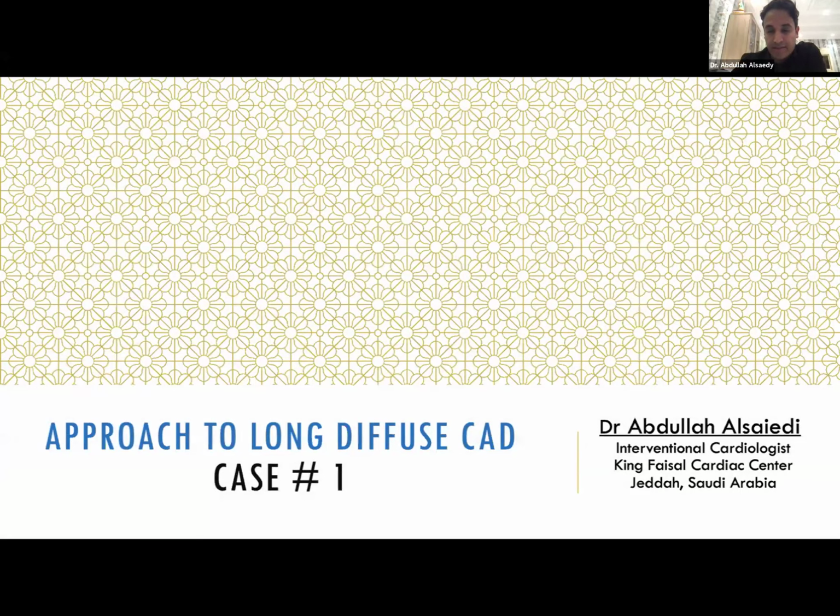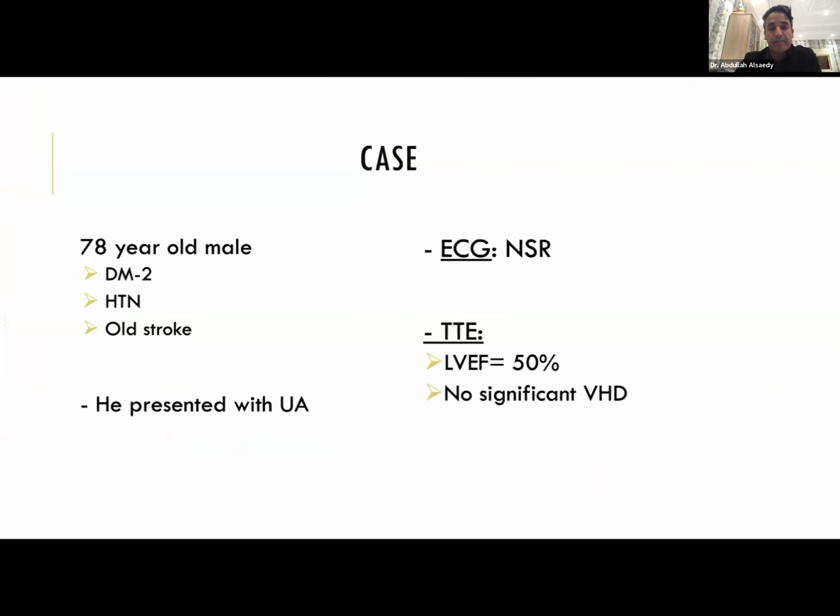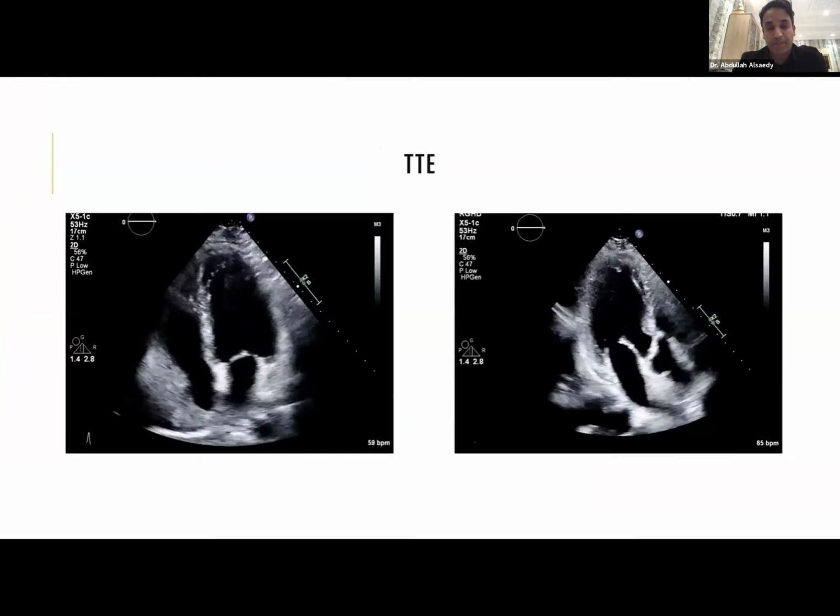So I'm going to present a case today with you, and it basically highlights the approach to long diffuse coronary disease revascularization. So my case is a 78-year-old male, known case of diabetes type 2, hypertension, and old stroke. He presented to our center with unstable angina. ECG didn't show anything other than normal sinus rhythm. Transthoracic echocardiogram showed preserved LV systolic function with no significant valvular disease.